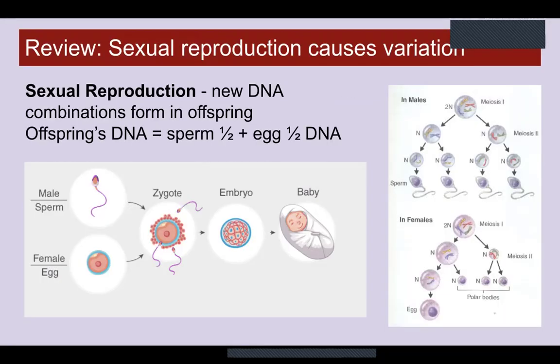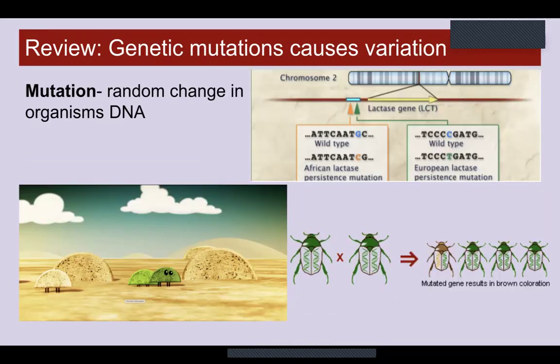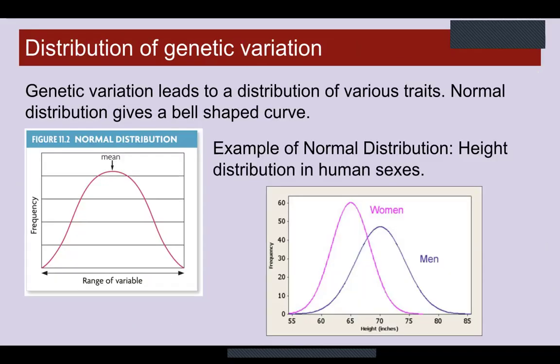Hopefully you got it right. Sexual reproduction causes genetic variation, and also genetic mutations cause genetic variation. So that should be a review. And now we're going to get into some new things. So genetic variation leads to a distribution of various traits. And that means that we're going to see some traits on the small side or the low side. Other traits are going to be on the high side or the larger side. And in the middle, you're going to have normal distribution.